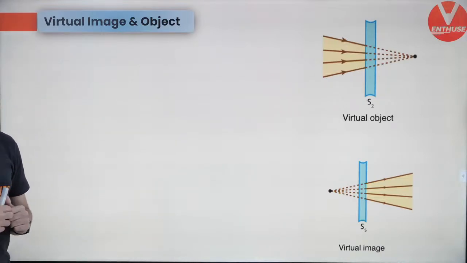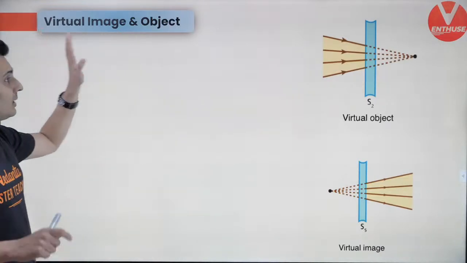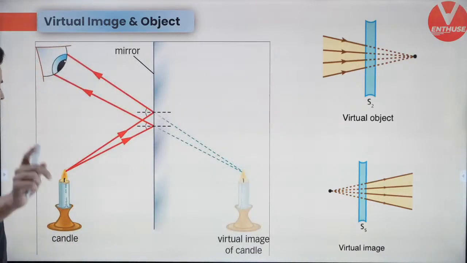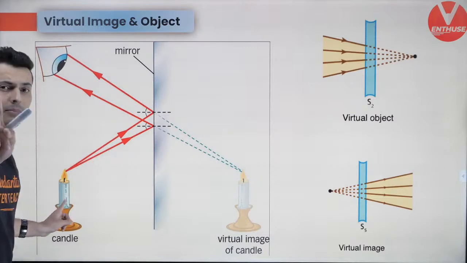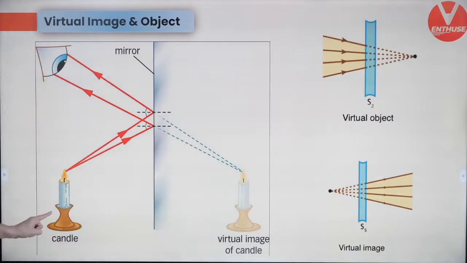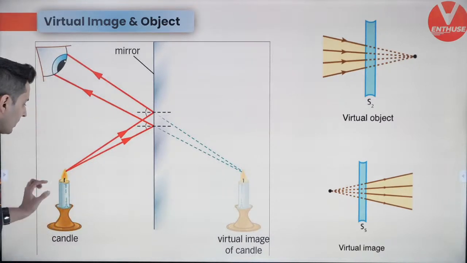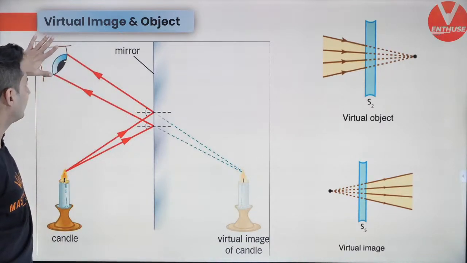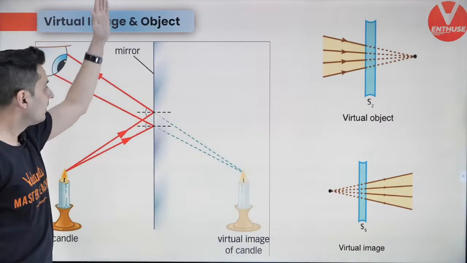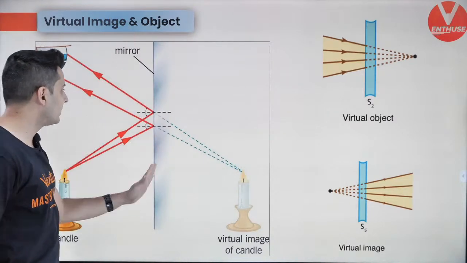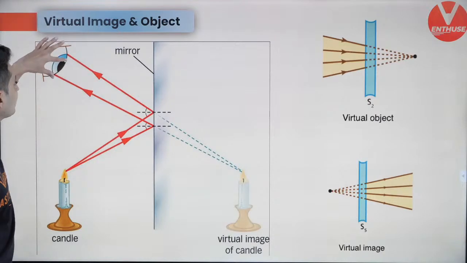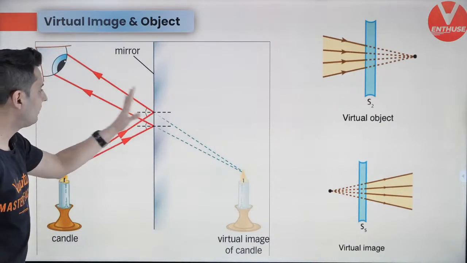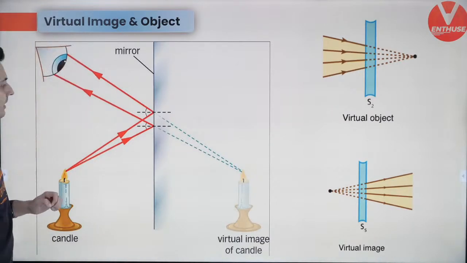Okay, cool. Now, virtual image and virtual object, guys, very important for all of you to note this down. This candle is an actual object. The rays from that candle get reflected and fall in your eyes. The first thing that is happening is reflection. The second thing that is happening is refraction in your eyes. There are two events here: reflection from the mirror, refraction in the eyes.